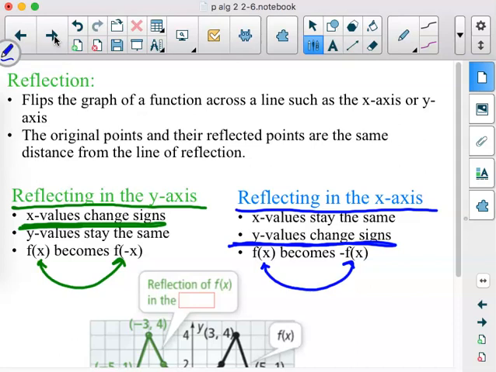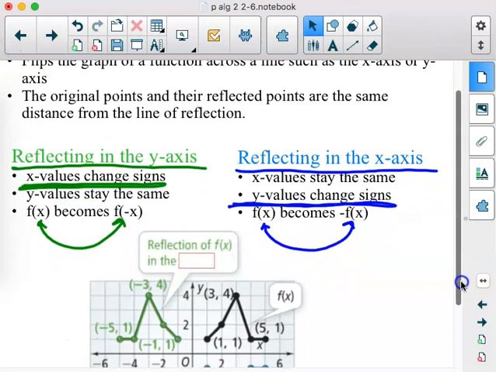So here's what you have to remember about reflections. You have to think about the opposite. If they say reflect over the y-axis, make the x's the opposite of what they are. And if they say reflect over the x-axis, make the y's the opposite of whatever they are. So reflecting in the x and the y-axis are not that big a deal.